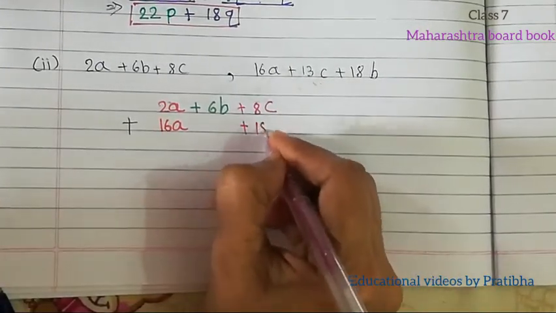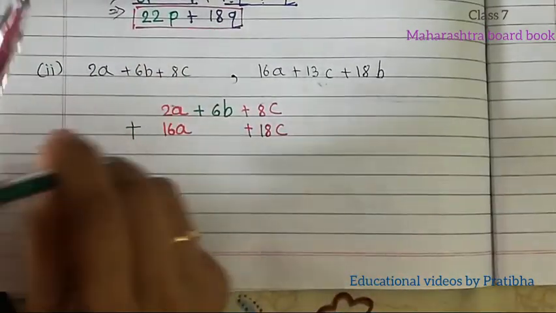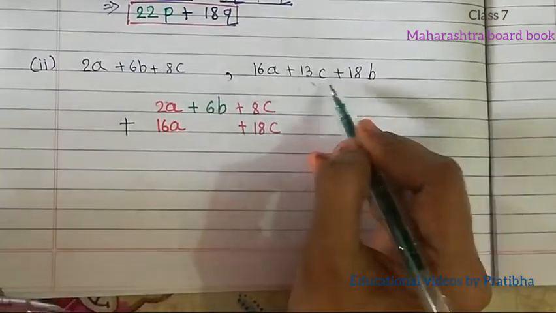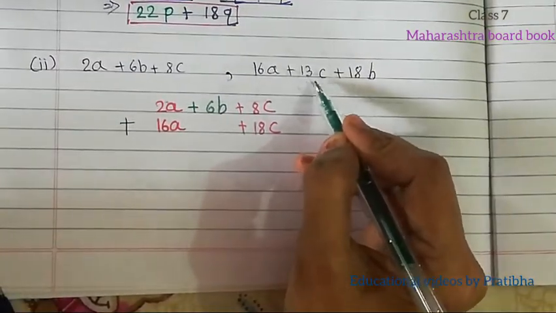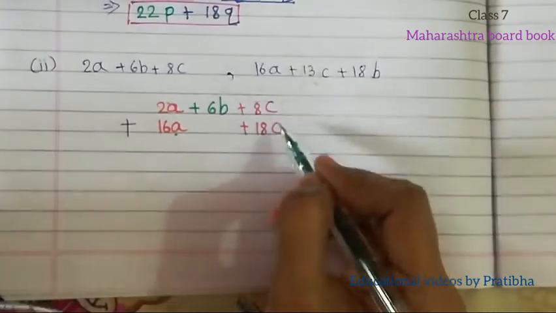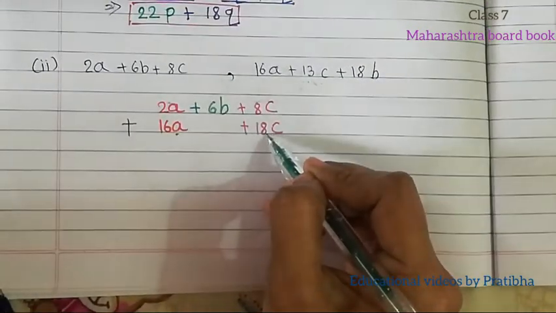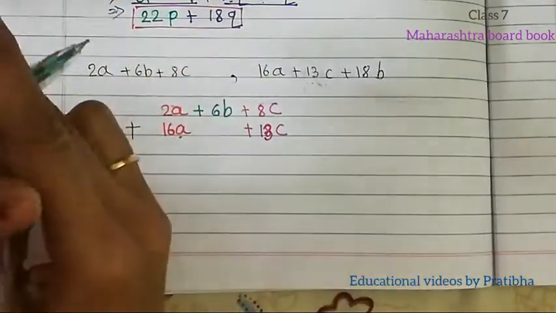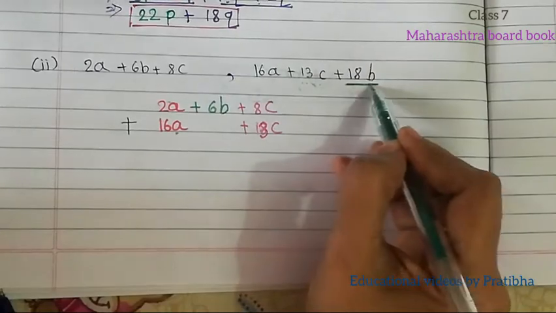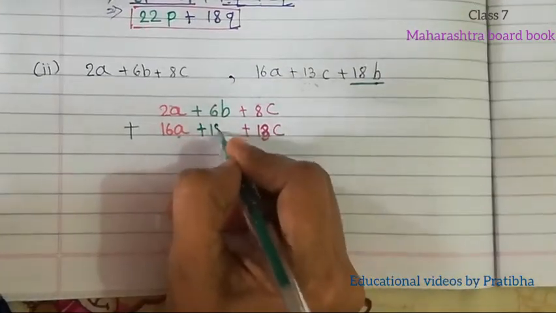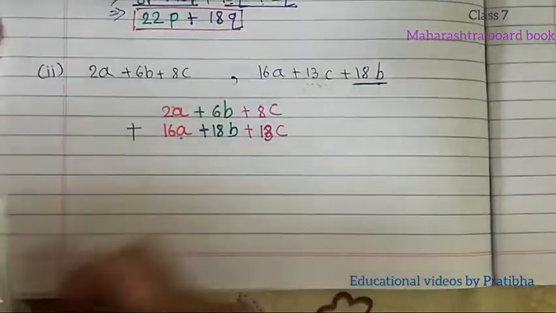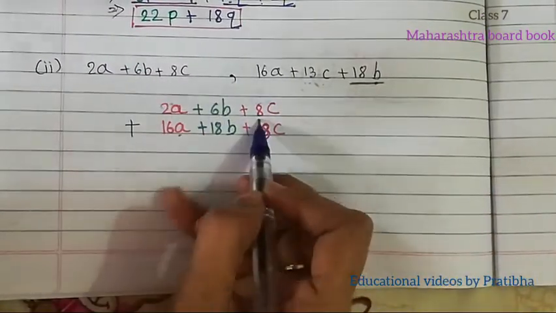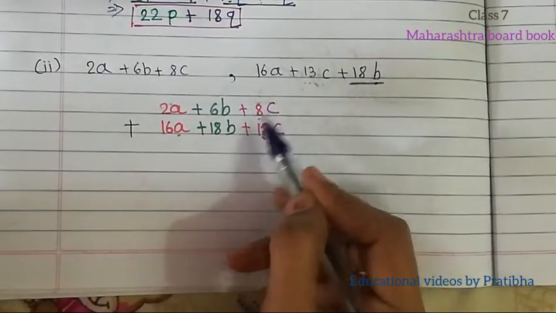While arranging the terms, you have to be very careful that the like terms are coming one below the other. Then the third term is 13c. I wrote 16a. Sorry, instead of 13c, I wrote 18c. So I'm going to change it into 13c, and the middle term will be 18b. So here I'm going to write 18b. Since I made a mistake, let us confirm again: 2a plus 6b plus 8c, 16a plus 18b plus 13c.